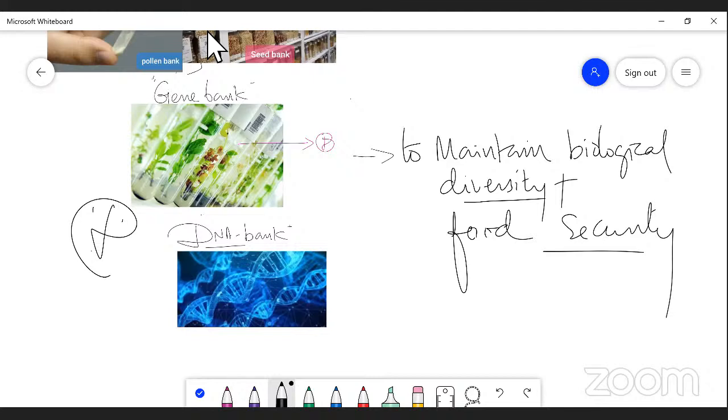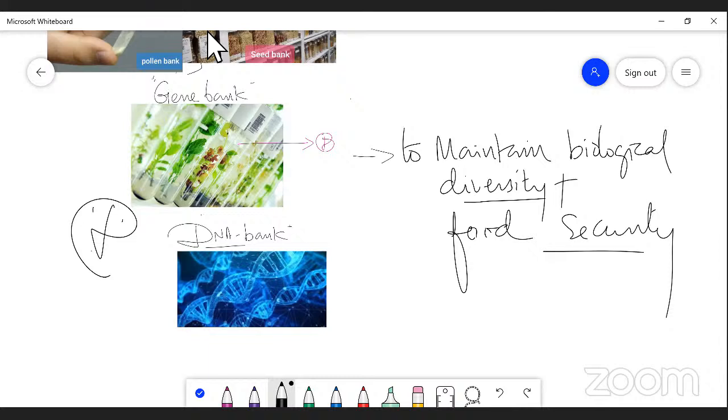We are in second place in world population, right? So in order to supply food material throughout our country or throughout the world, there will be food demand. So in order to maintain food security, we have to conserve, preserve, and protect both the gene bank and the DNA bank. The genes of good quality, good variety of crops, cereals, pulses, nuts, or oil yielding plants are going to be protected.